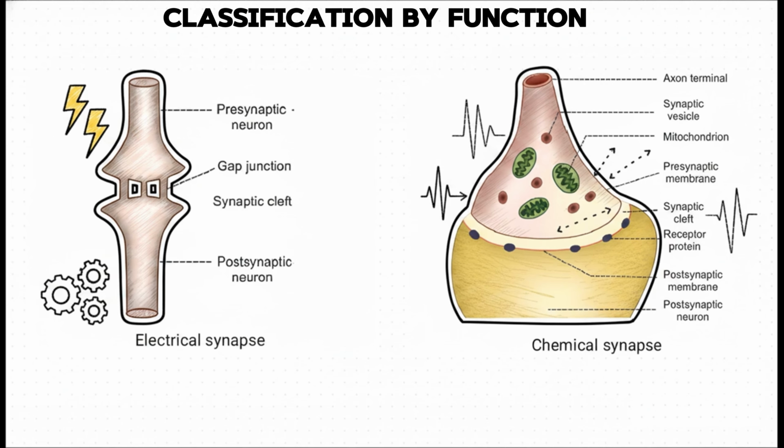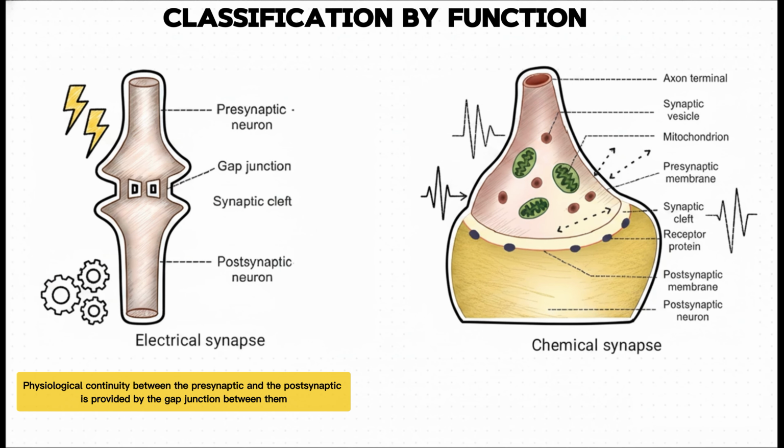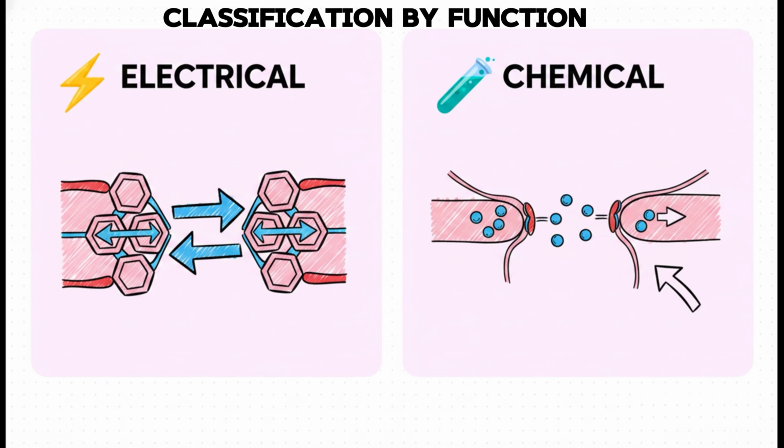Next up, let's classify by function, or how the signal gets passed along. Take a look at these two. On the left, you've got an electrical synapse, and on the right is the chemical synapse we've been looking at. You can spot the biggest difference right away, can't you? The electrical one has a direct physical bridge between the two cells, while the chemical one has that gap we talked about. Let's put them head to head.